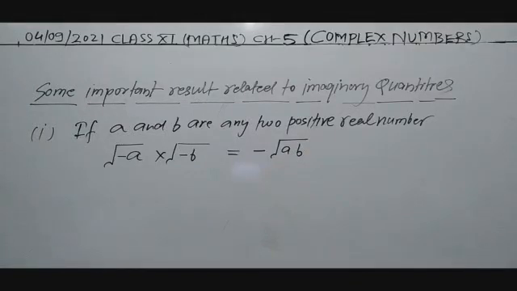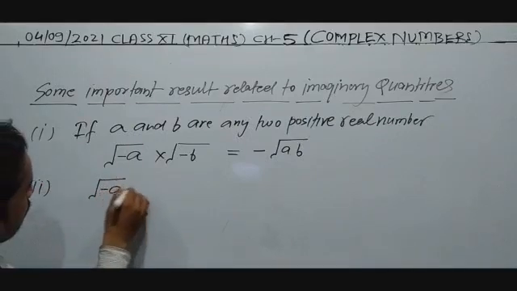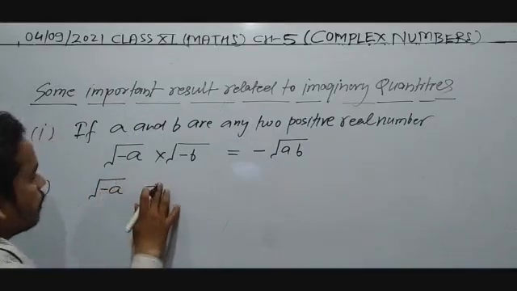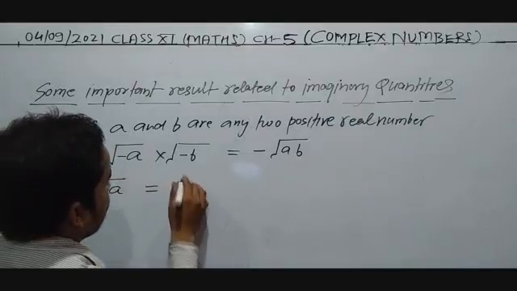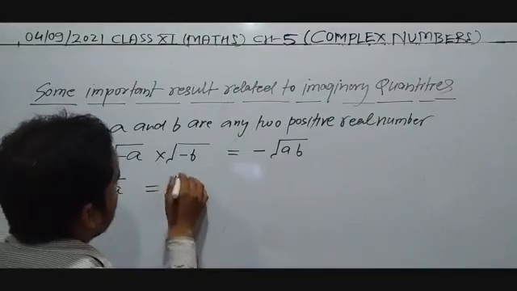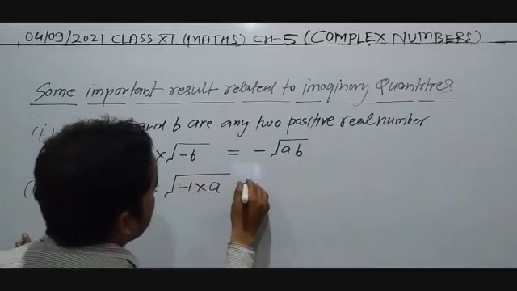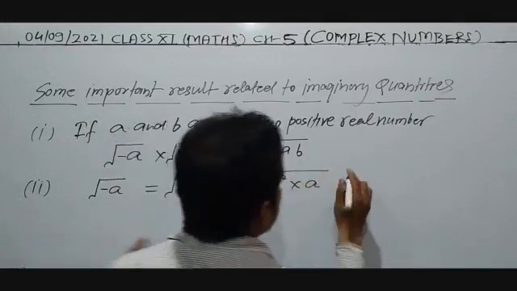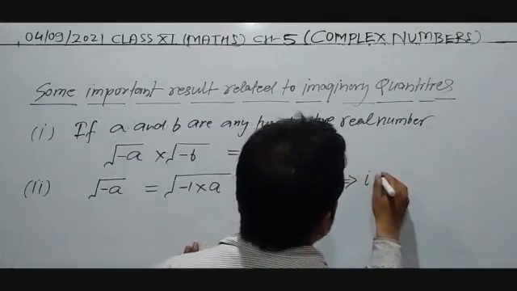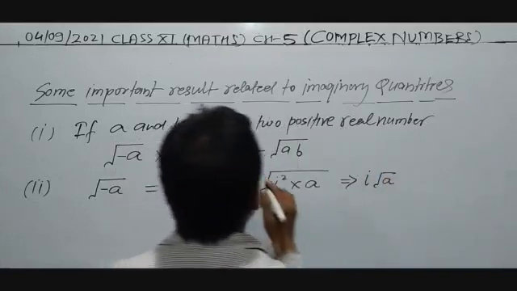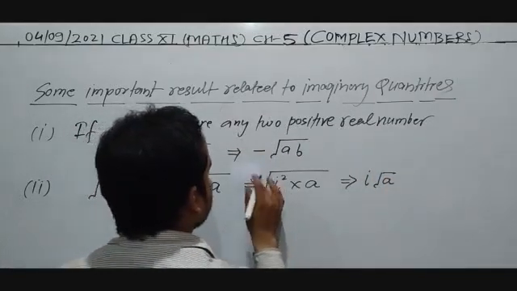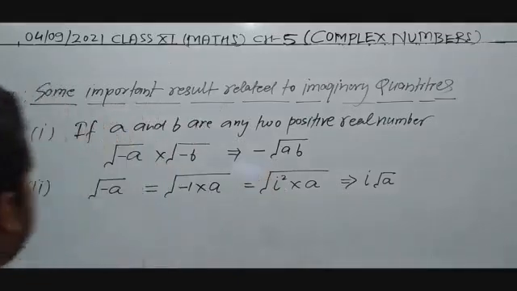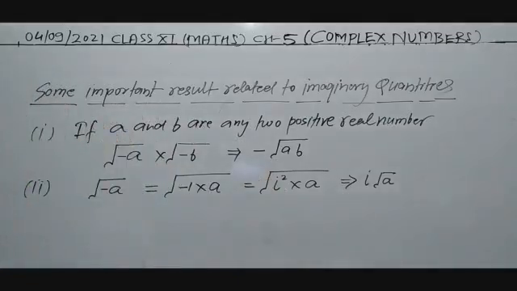And second property is root over minus a. We can write i times root a, or root of minus 1 into a, and this one we can write i square into a. This implies i times root a. This is i times root a. Now come to the next property.